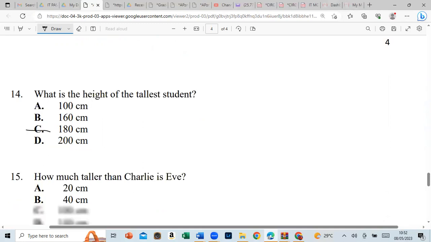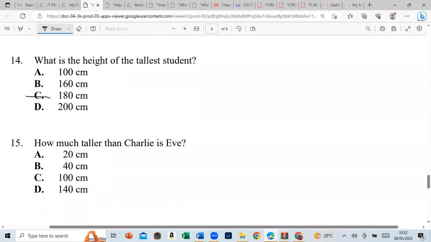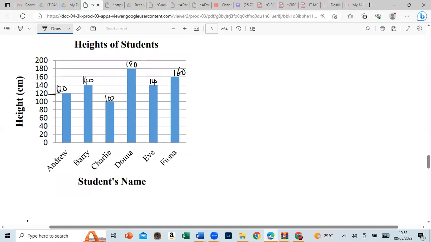Question 15 is based on the same graph. How much taller than Charlie is Eve? So I'm going to find Eve. So Eve is 140. Luckily, I've done it already. So guys, use a ruler, because if you want to make mistakes in PEP, you want to get this full of your choice, right? Eve is 140 minus Charlie, which is 100. That means it's 40. And the unit is centimeters. So it's 40 centimeters taller.